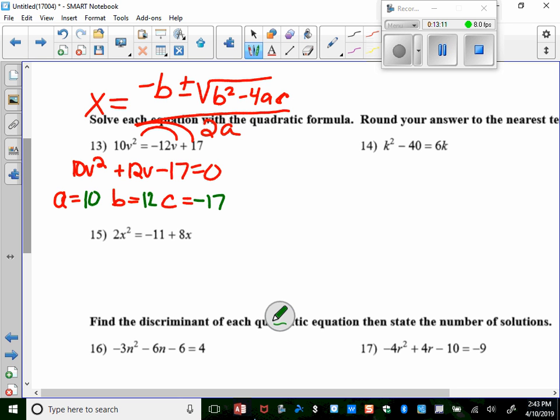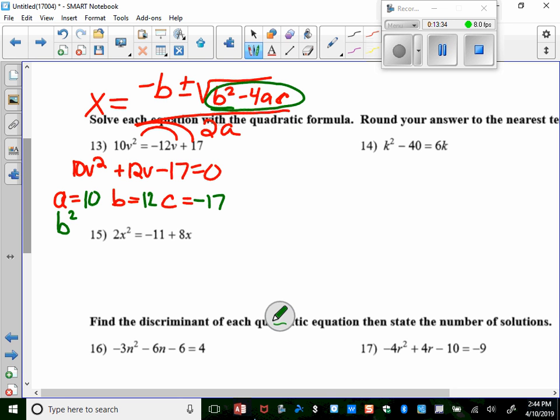So which piece do you start with first? All right, which part is the discriminant? That's correct. It's just this part right here. Now, the reason we start with that is because if it comes out negative, we don't need to continue. We don't have to do the whole thing because there's no solution. So let's just see what it's going to come out to be.